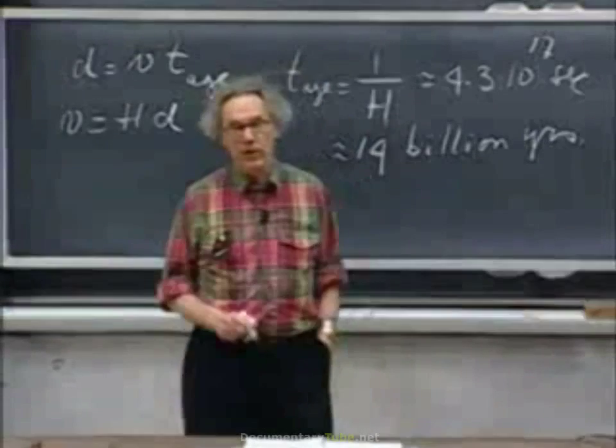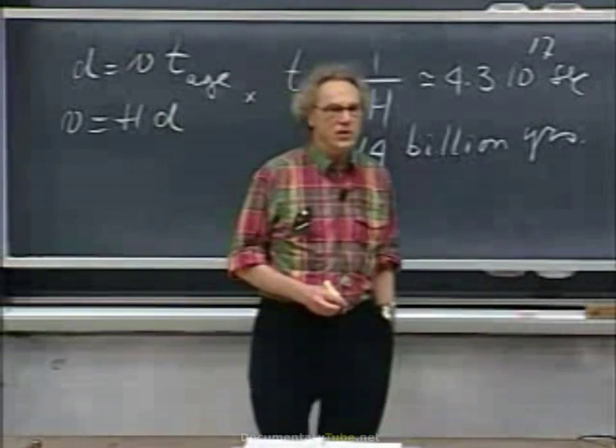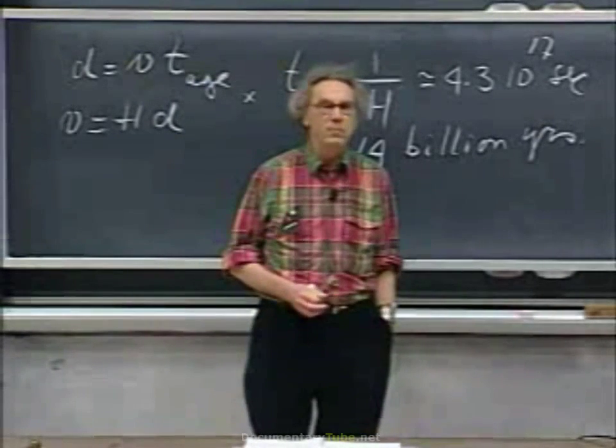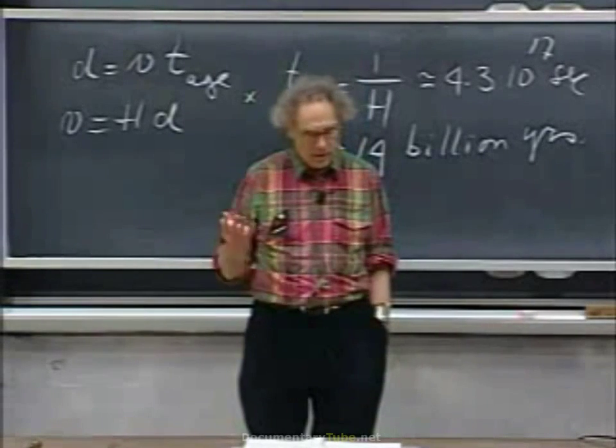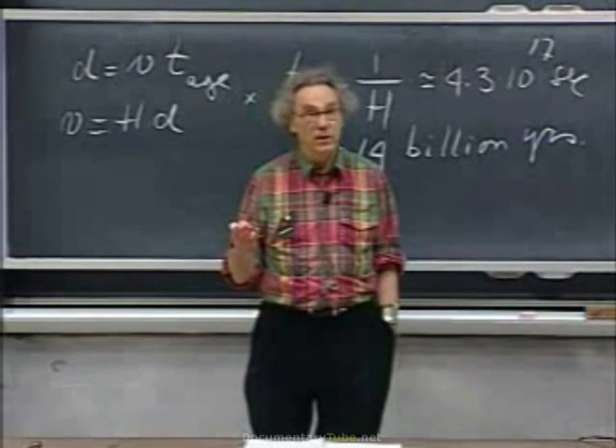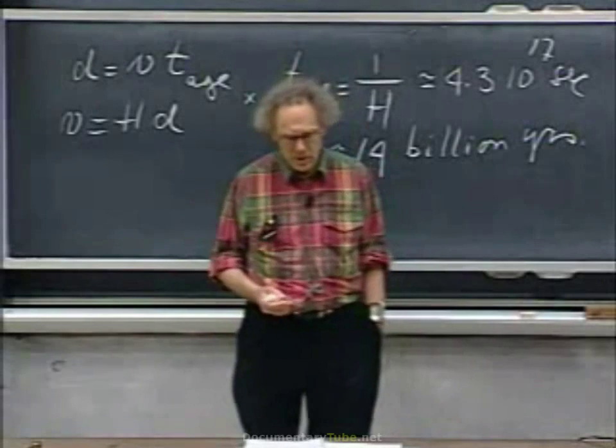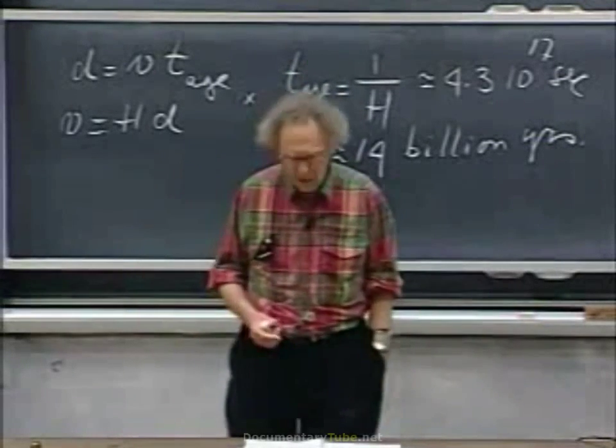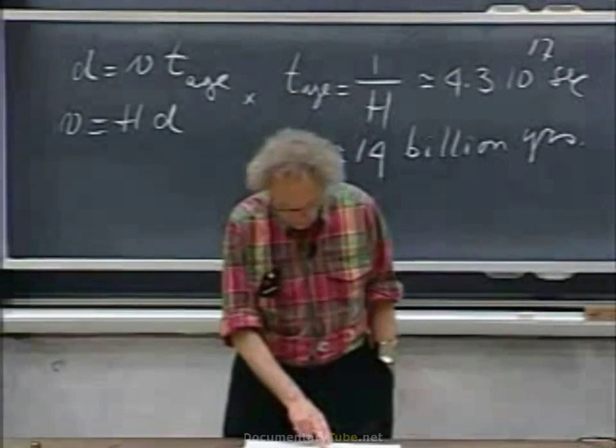We know from theoretical calculations that the oldest stars in our own galaxy are about 10 billion years old. Therefore, the universe cannot be younger than 10 billion years. And there's general consensus in the community that our universe is probably 12 to 14 billion years old.